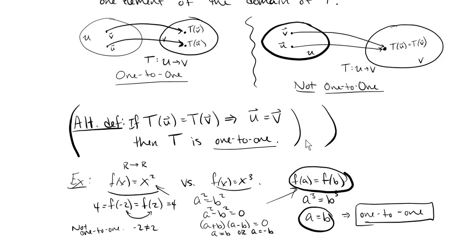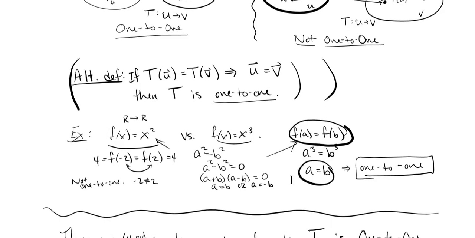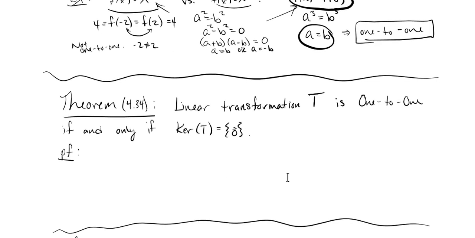So it is not necessarily the case that having equal outputs meant the inputs must have been equal. In this case, they could be equal or opposite. So that's why this one is not one-to-one, but this one is. Okay, let's see a theorem here.